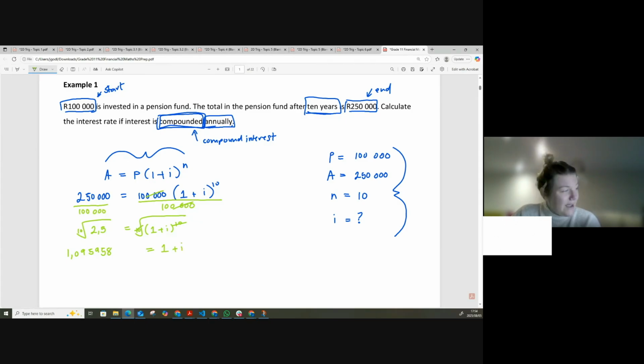Now we're trying to isolate I. So we're going to get to a different color so it's easier to see. We're going to minus 1 from this side and we're going to minus 1 from that side. So my 1's now cancel. And I'm left with I, which is equal to 0,09595.